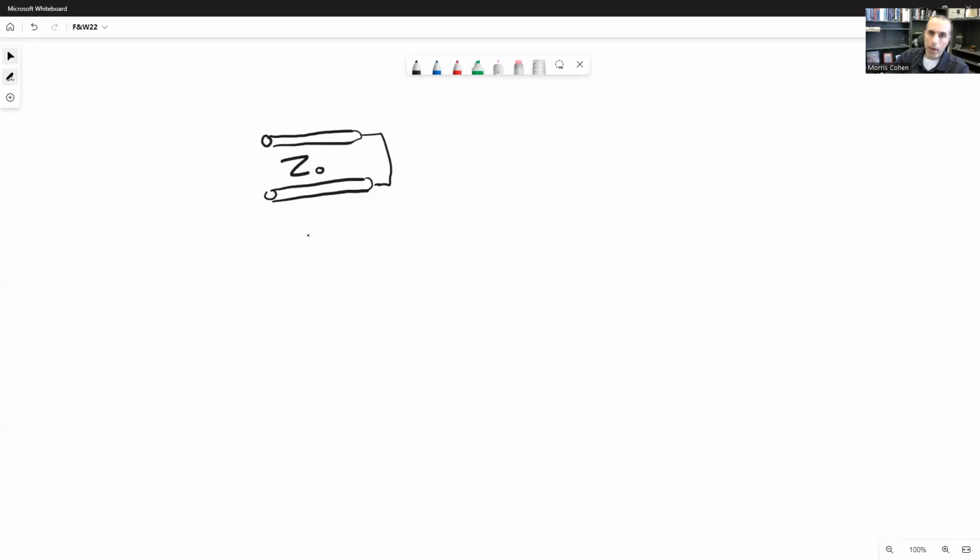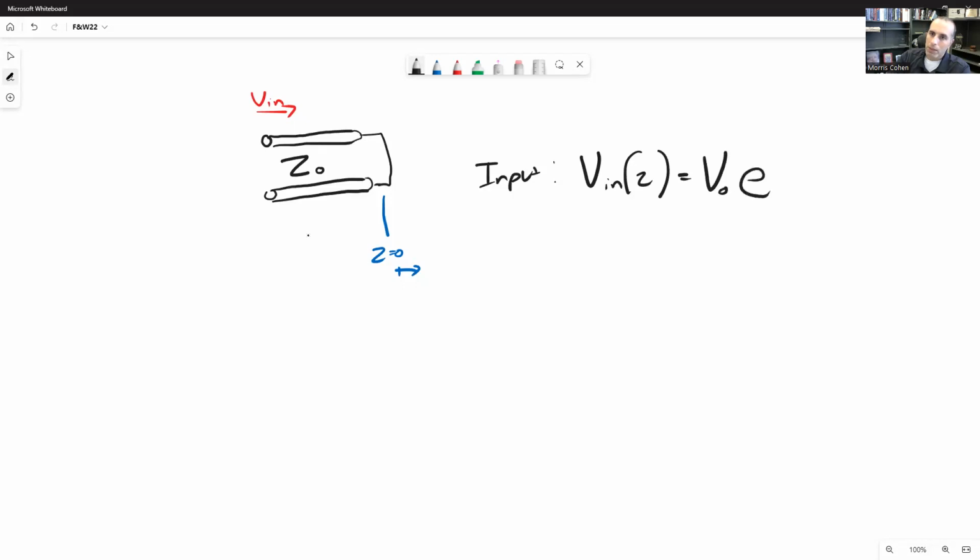So what we did was we described the input wave. We're assuming that we're injecting some voltage here, the input. And let's take this point right here to be z equals 0, with z increasing in that direction, in which case the input wave is going to be described as follows. The voltage as a function of z equals some constant V0 times e to the minus j beta z.